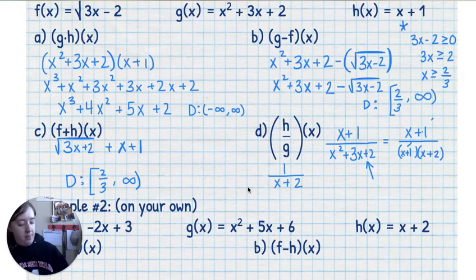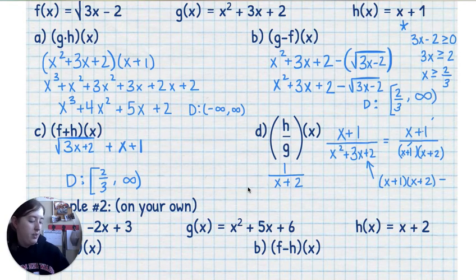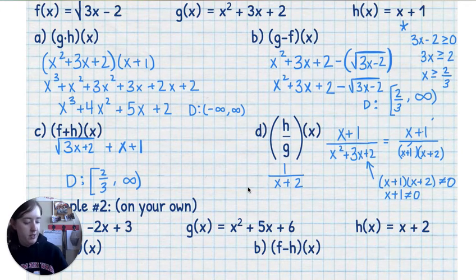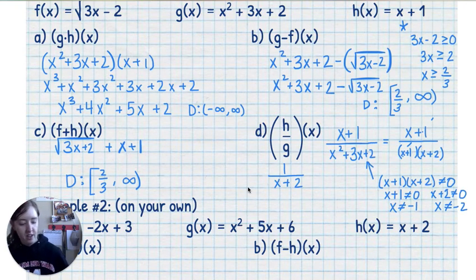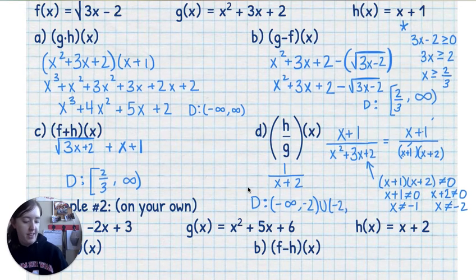So we already factored that, so we know that x plus 1 times x plus 2 cannot be equal to 0. So x plus 1 can't be equal to 0, so that means x can't be equal to negative 1. X plus 2 cannot be equal to 0, so that means x cannot be equal to negative 2. So then to write out that domain, we've got from negative infinity until negative 2, and then we'll union, and then we'll start back off at negative 2, and then I have values until negative 1, and then we'll skip over negative 1 and go till infinity.